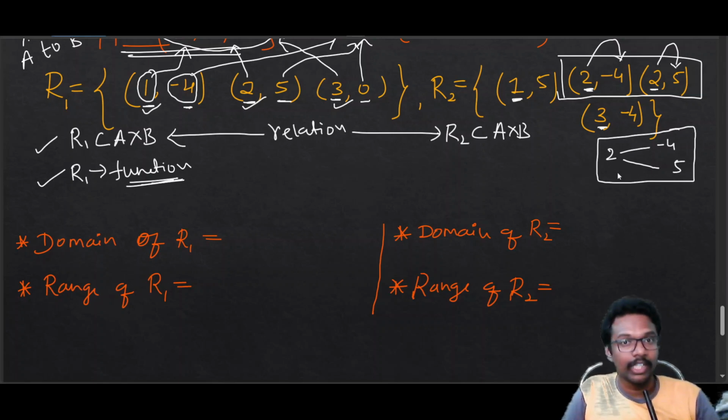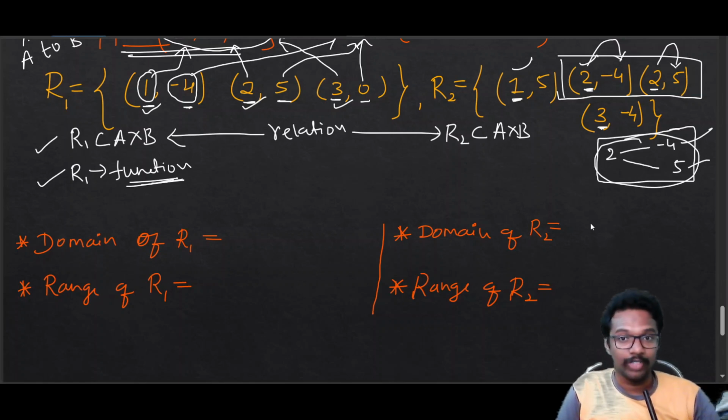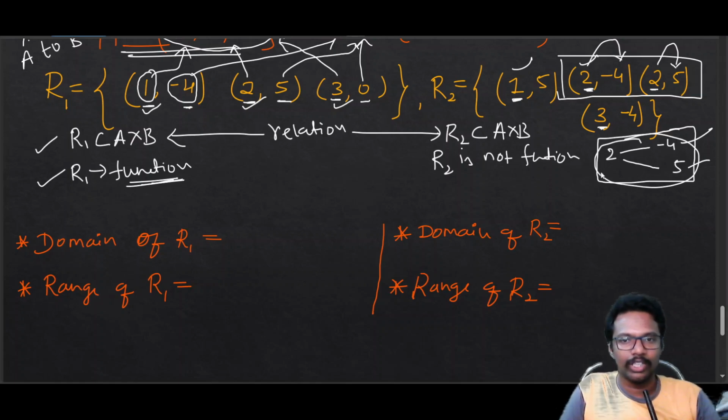So function says every element of A is used, 1 is used, 2 is used, 3 is used, every element of A has one and only one image in B, but here 2 has 2 images, -4 and 5. So it is not satisfying the definition of a function. So here we have to write R2 is not a function. You can say easily by seeing the ordered pairs. If the ordered pairs repeat the first element, then directly you can write that the relation is not a function.